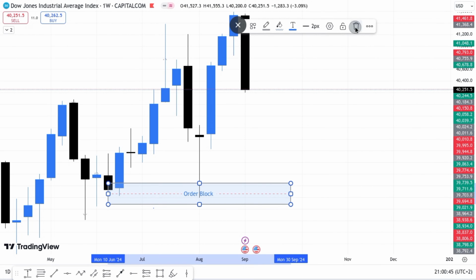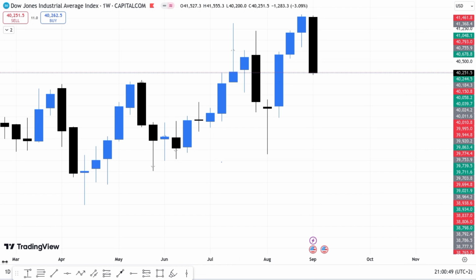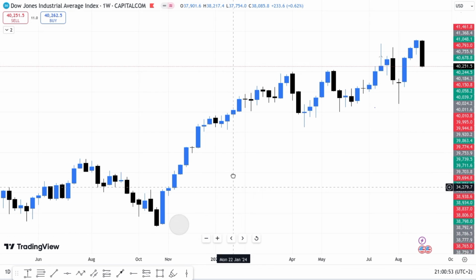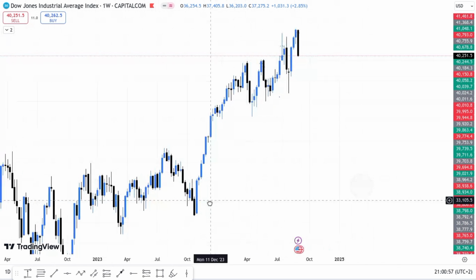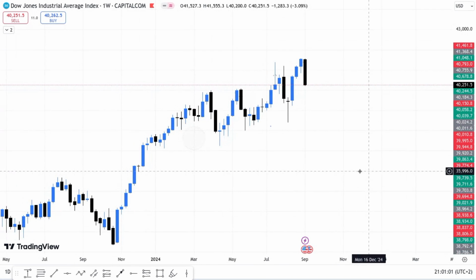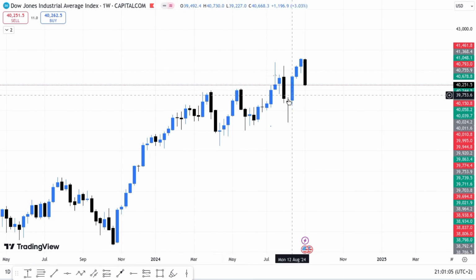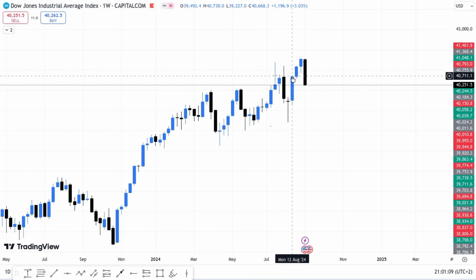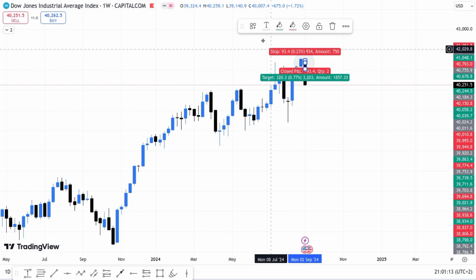Anyways, let's get rid of this order block. I'm on my weekly time frame. Overall, we can see we've been on an uptrend for a really long time. But our focus shouldn't be anywhere here at this point, because it's a weekly time frame. Our focus should be on at least the last five candles: one, two, three, four, five. That should be our focus.